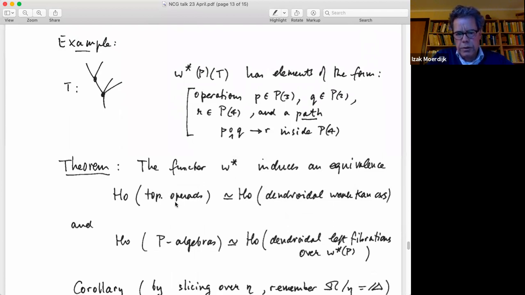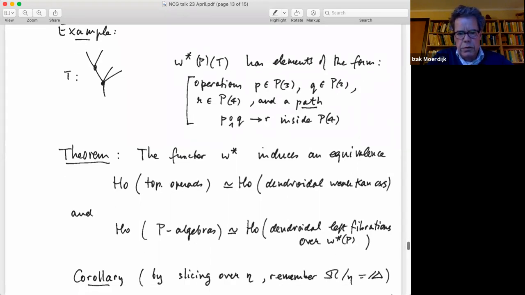So these are really topological objects, and these are very set theoretic objects, discrete, combinatorial objects. For P algebras, there's a similar theorem, but now, instead of weak Kan complexes, you consider these left fibrations over W upper star of P. I will come back to these theorems in a slightly more technical fashion.